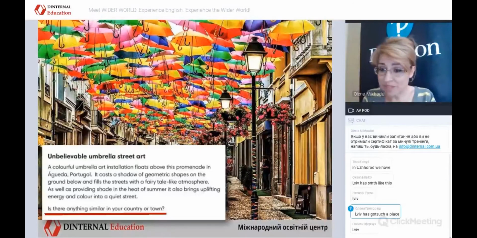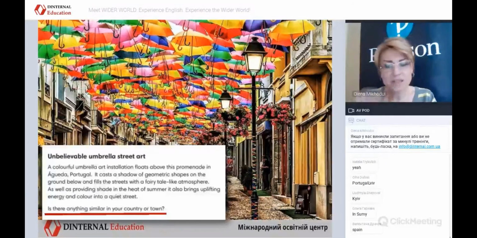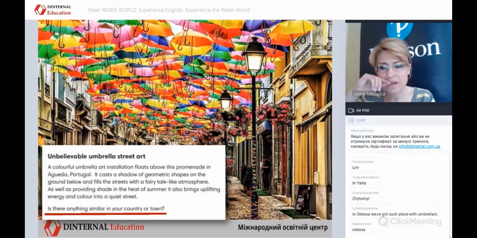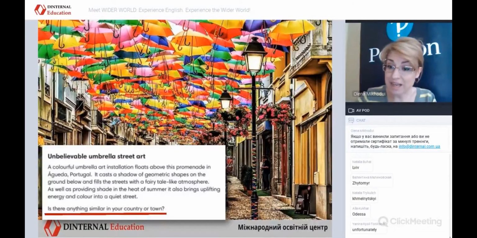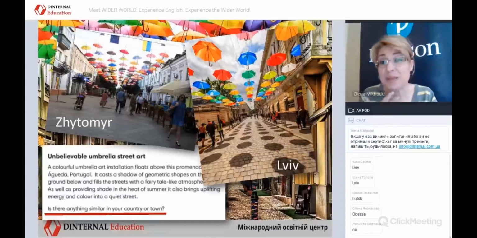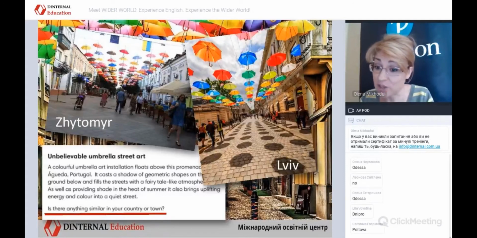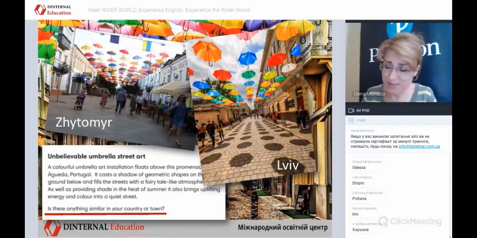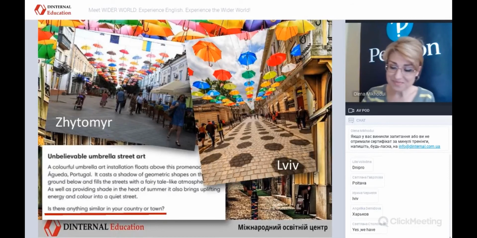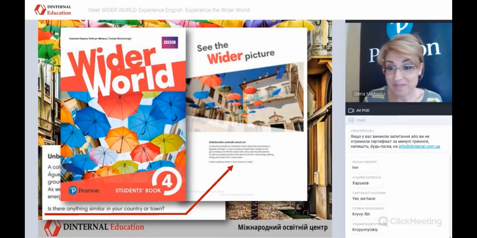So we have people from different cities: Lviv, Uzhgorod, Sumy. You've got one in Sumy, cool. In Kiev, I don't know. Do we have a street like that in Kiev? Probably Zhytomyr. Actually, Khmelnytsky, cool. Okay. In Ternopil. What I remember is there used to be these streets in Lviv and Zhytomyr. Odessa, yeah, somebody told me you've got something like this in Odessa. Kharkiv, cool. Okay. And again, that's the cover of the fourth level of Wider World.